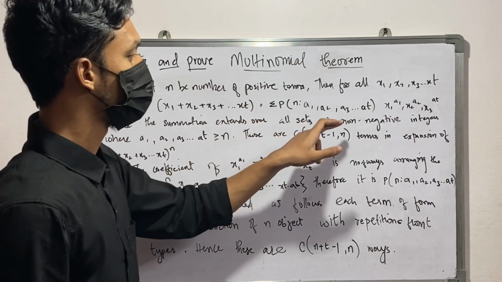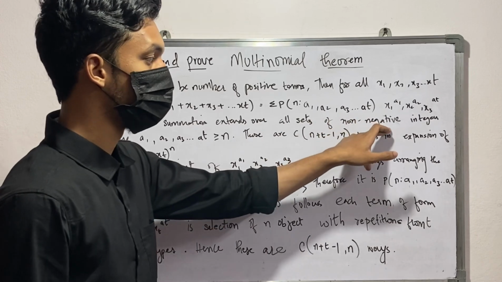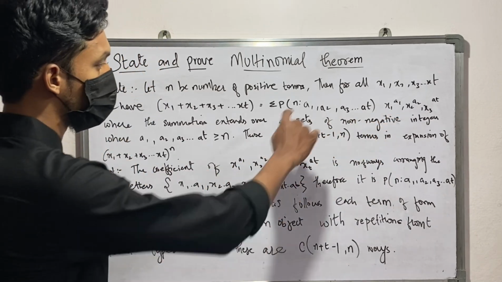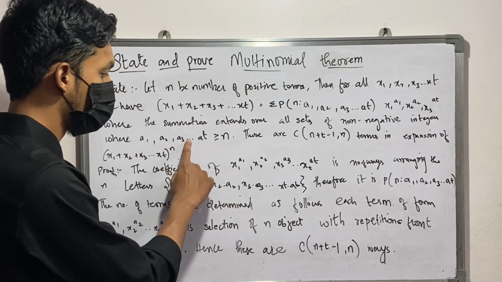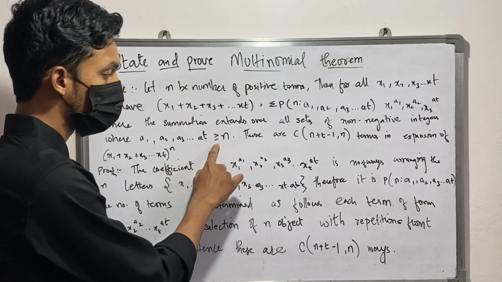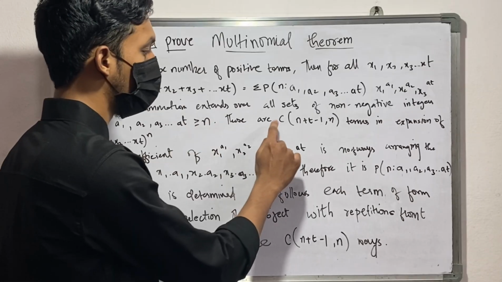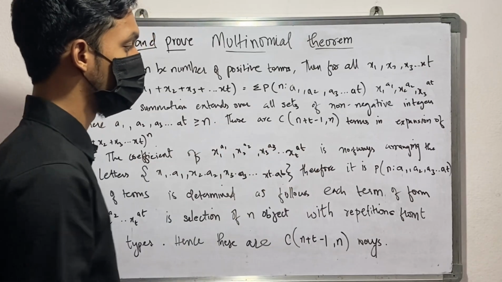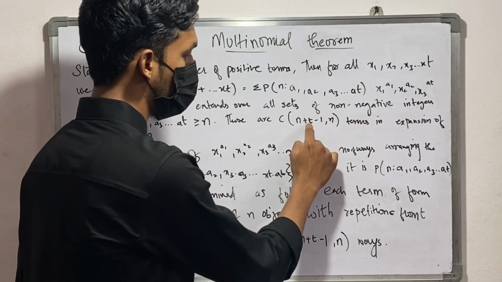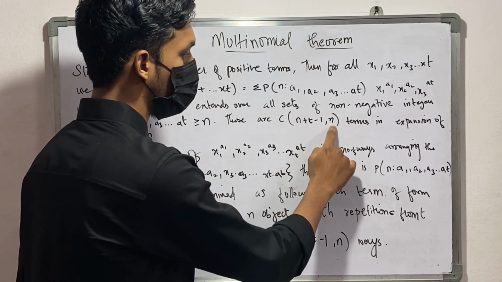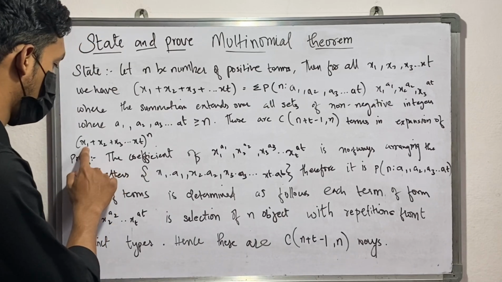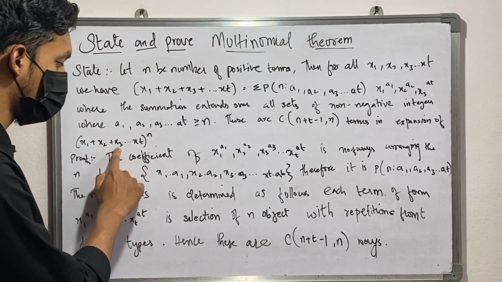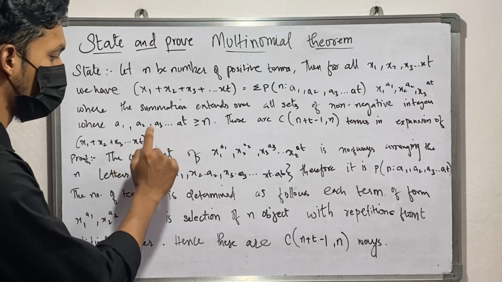over all the sets of non-negative integers a1, a2, a3, and so on till at, such that a1 + a2 + ... + at = n. There are C(n + t - 1, n) terms in the expansion of (x1 + x2 + x3 + ... + xt)^n.